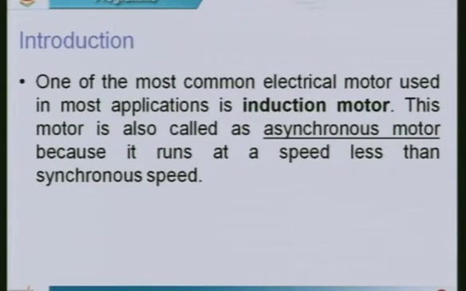The induction motor is the most common electrical motor used in the industries, or you can say the most common electrical motor in any application is the induction motor. This motor is also called an asynchronous motor because it runs at a speed less than the synchronous speed. Synchronous speed is a constant speed.